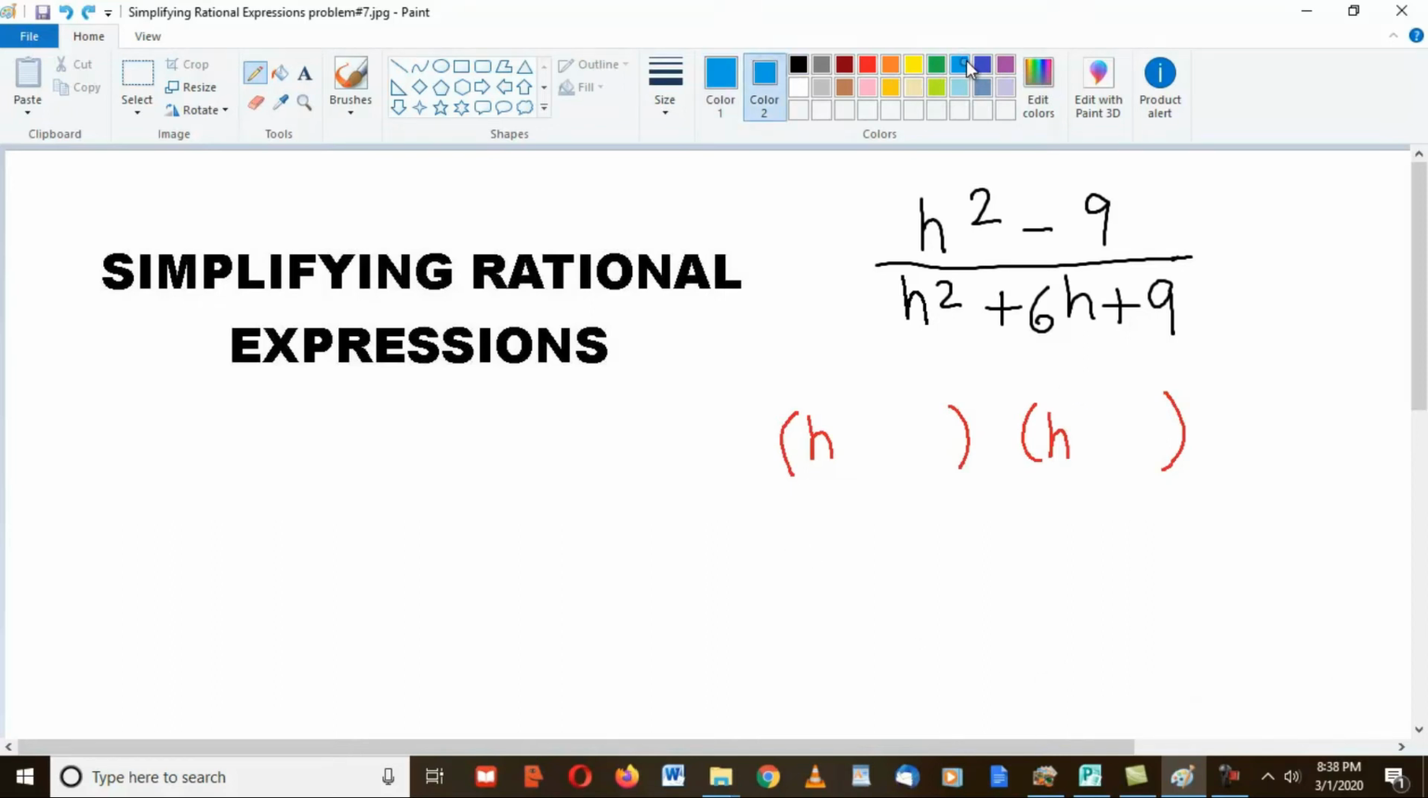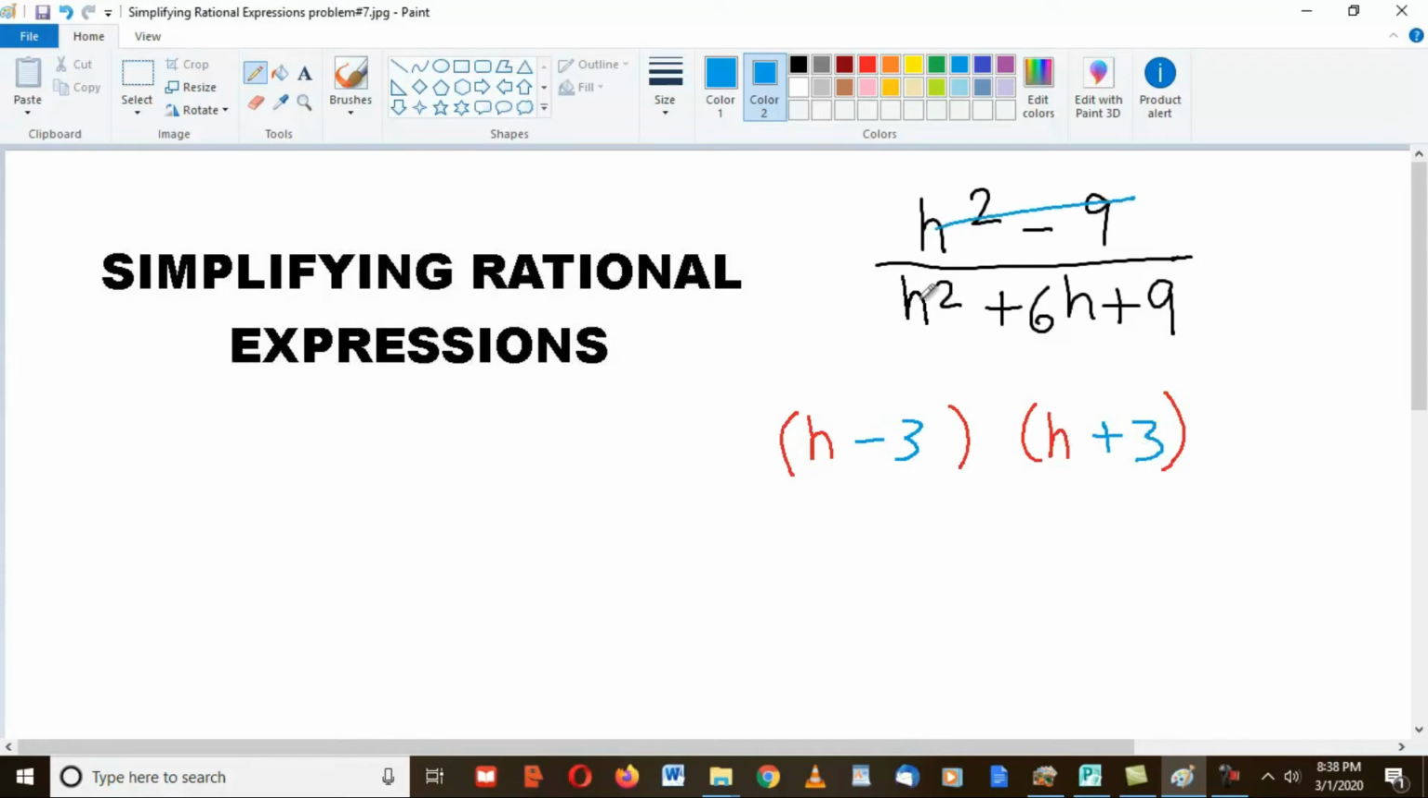Yes, we can do a negative 3 and a positive 3. If we multiply those two together, they're going to give us negative 9. And so we have h minus 3 and h plus 3. So this is all taken care of. Okay, now let's do the bottom here.